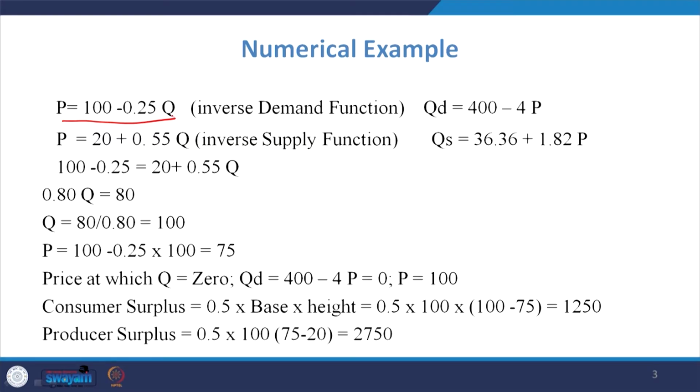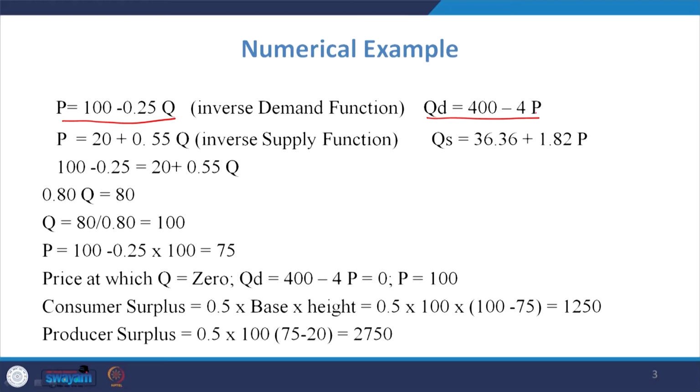This price function can also be converted into a demand function. So, this P is the price function, which is called the inverse demand function, and it can be converted into the demand function, and now we have QD equal to 400 minus 4P, that is the demand function.